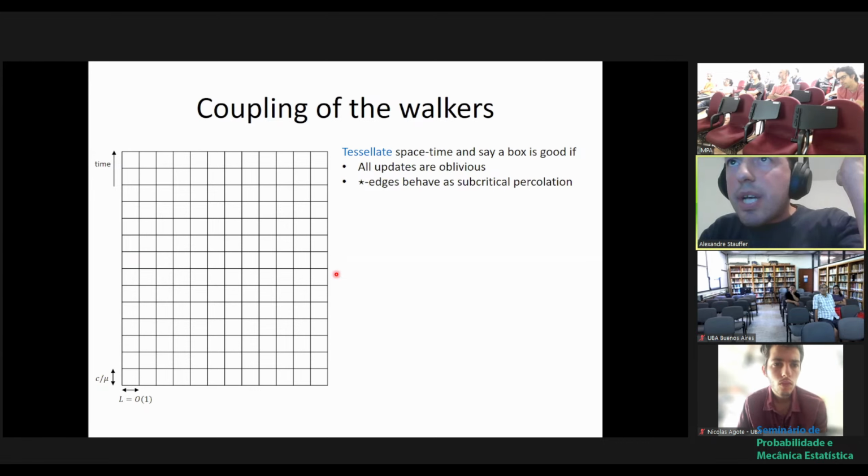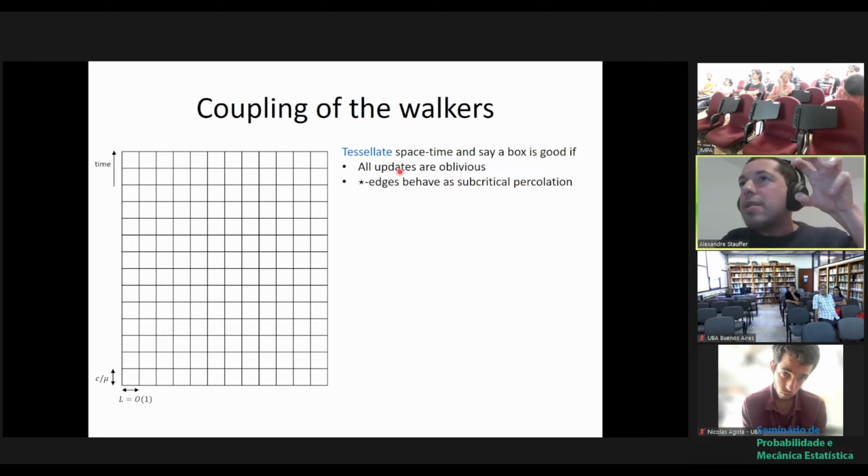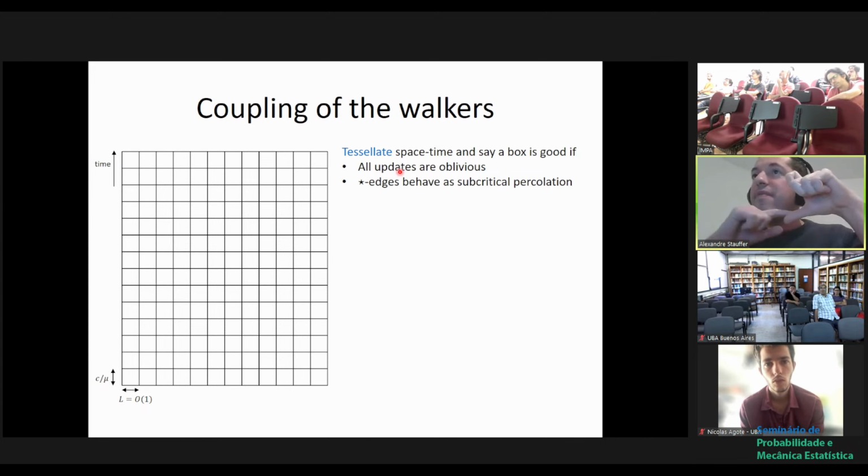I didn't put the time. Okay. The next slide will make clear when I stop this tessellation, but I'll do a tessellation in space-time, and I'm going to say that a box is good if, and the definition of good just regards the environment, all the updates inside that box, that is, for all edges that are contained in the box and during the whole time interval of the box, are oblivious.